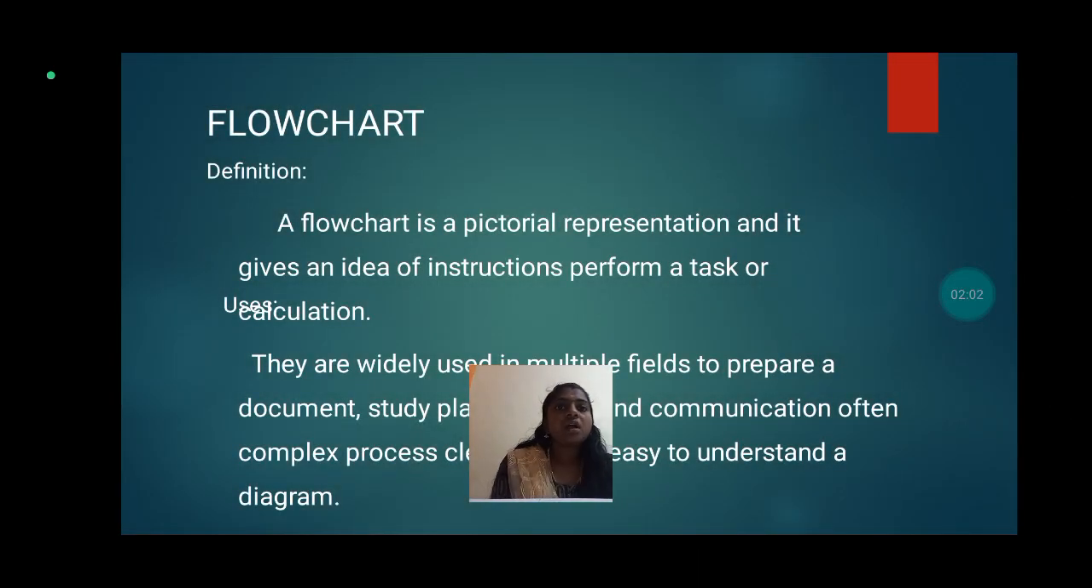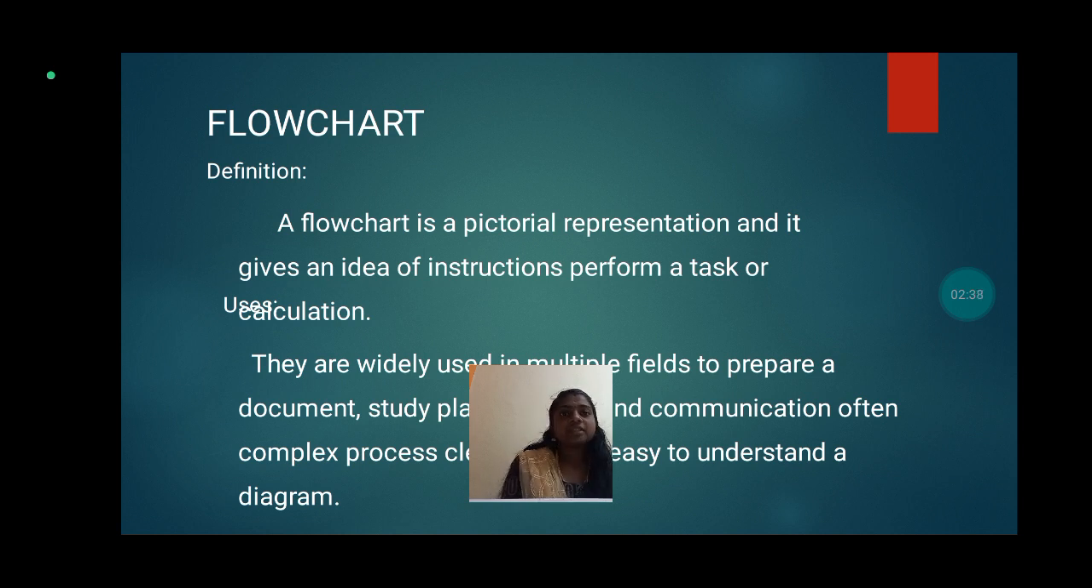Now, we are going to study the definition of flowchart. What is the definition of flowchart? A flowchart is a pictorial representation and it gives an idea of instructions to perform a task or calculation. Okay, flowchart is what? It is a pictorial representation and it gives some ideas. We can follow this flowchart to solve our daily problems which we face in our daily life.